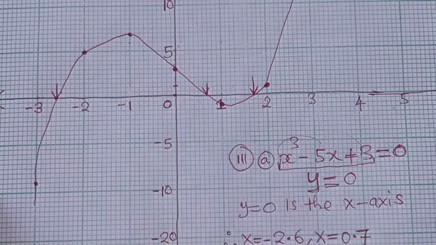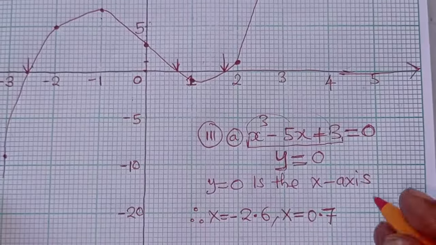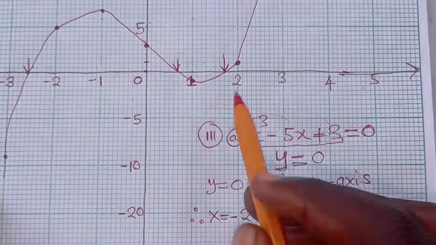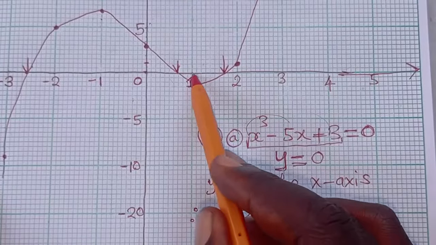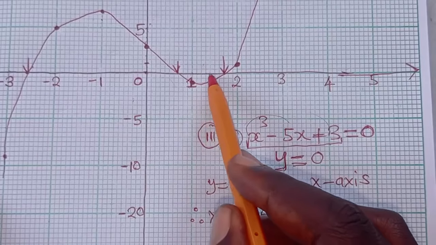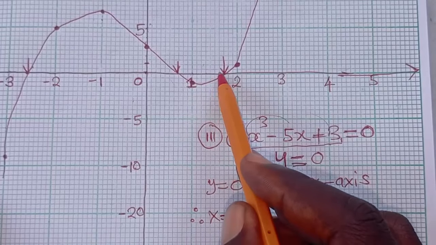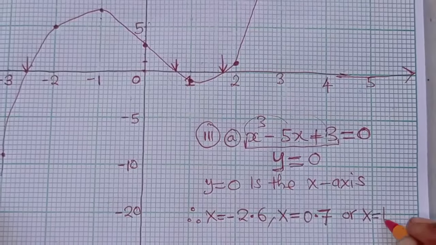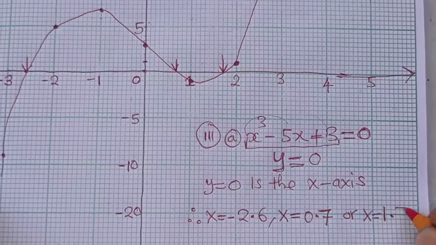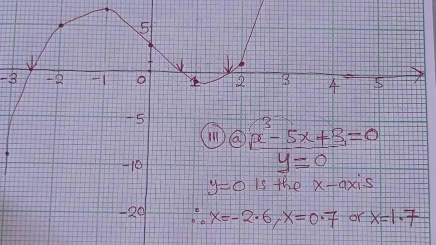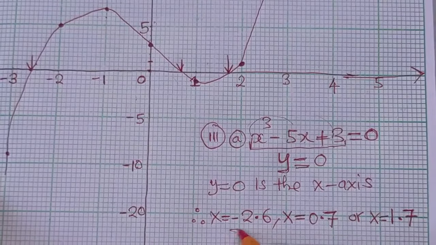So 0.7. Or, x is equal to, I get this one that is here. Since 1 is here, so 1.1, 1.2, 1.3, 1.4, 1.5, 1.6, 1.7. So 1.7, I say 1.7. So this is how I need to answer that equation. I'm done. This is how I've answered.